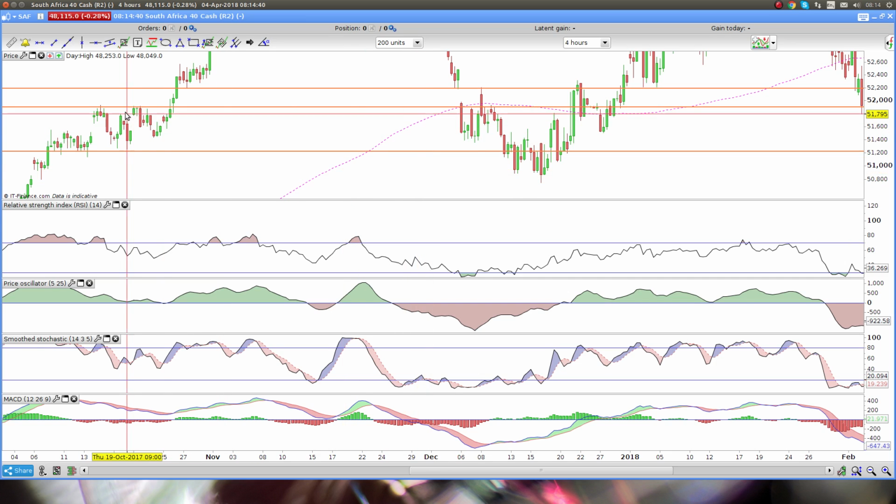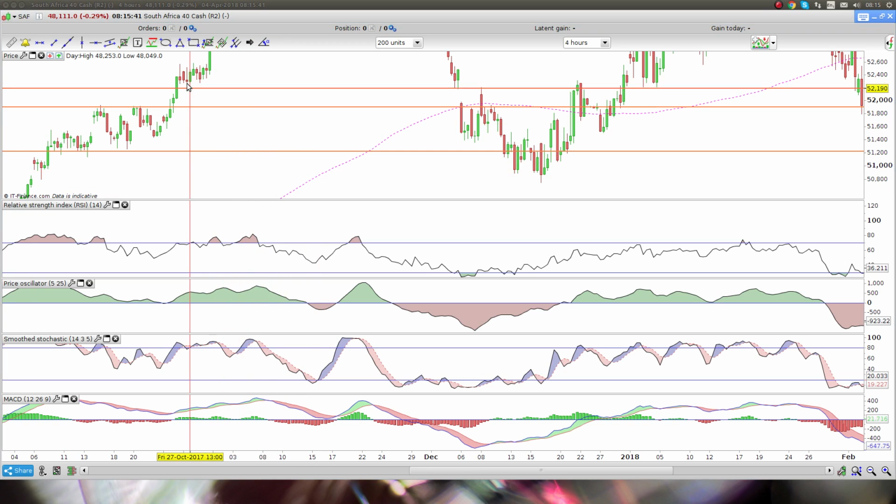But if you have a look here, we broke back through this level. We got up to this level here. So you can see that here is a breakout, there is a breakout, and there is a breakout level. So there are multiple levels here where price can go back. So this level was never tested. Price went back, tested that level and came back.